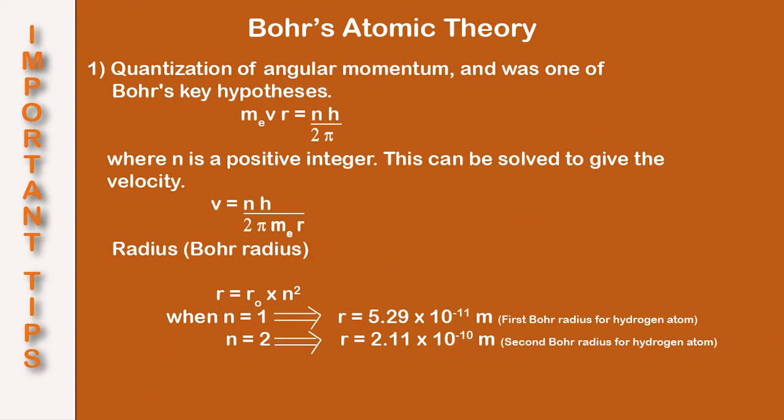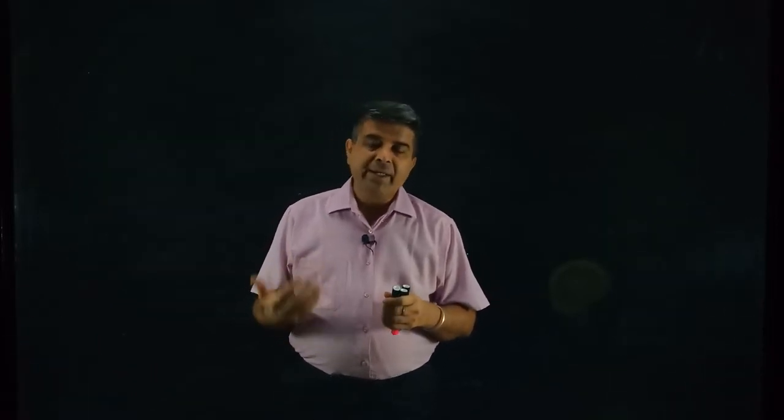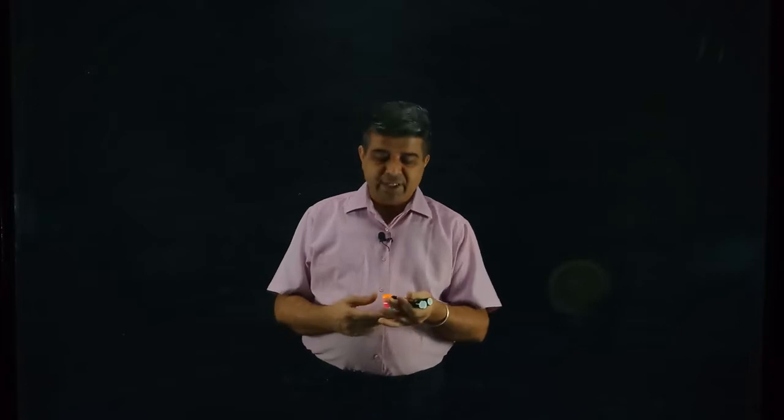So let's summarize. On your screen you can see important formulas and important values that would be used in numericals. So you can jot it down or you can take a snapshot of the screen. Up till now we have seen how to calculate Bohr radius, and let's move ahead to understand how to calculate velocity.